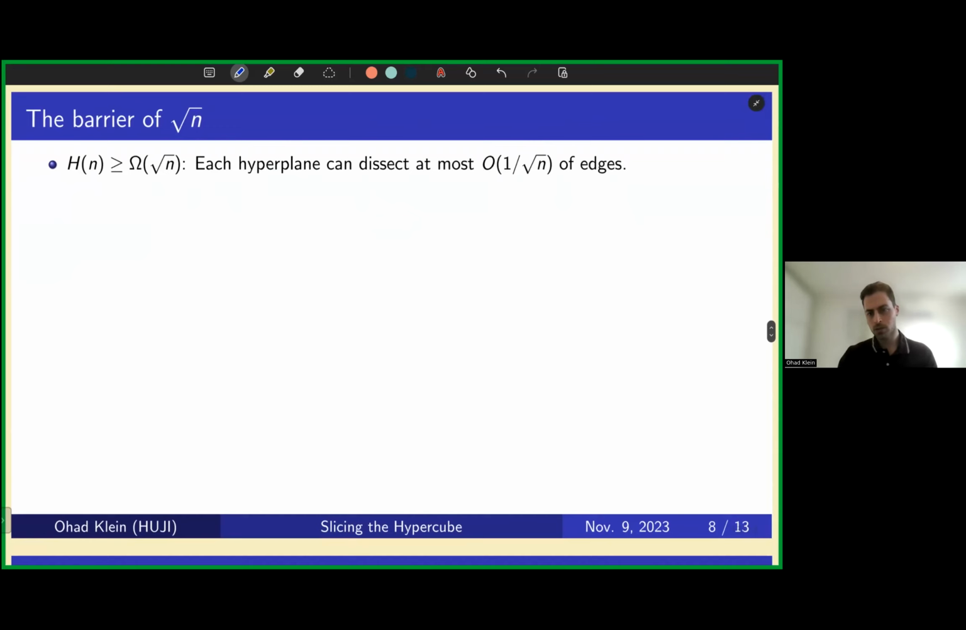Now, I want to propose a reason for why it was somewhat difficult to improve the lower bound of square root of n. First, how does the proof go for square root of n? So it turns out that each hyperplane cannot dissect more than a fraction of 1 over square root of n of the edges. This is some anti-concentration bound, a Littlewood-Offord type bound, or Sperner's theorem.